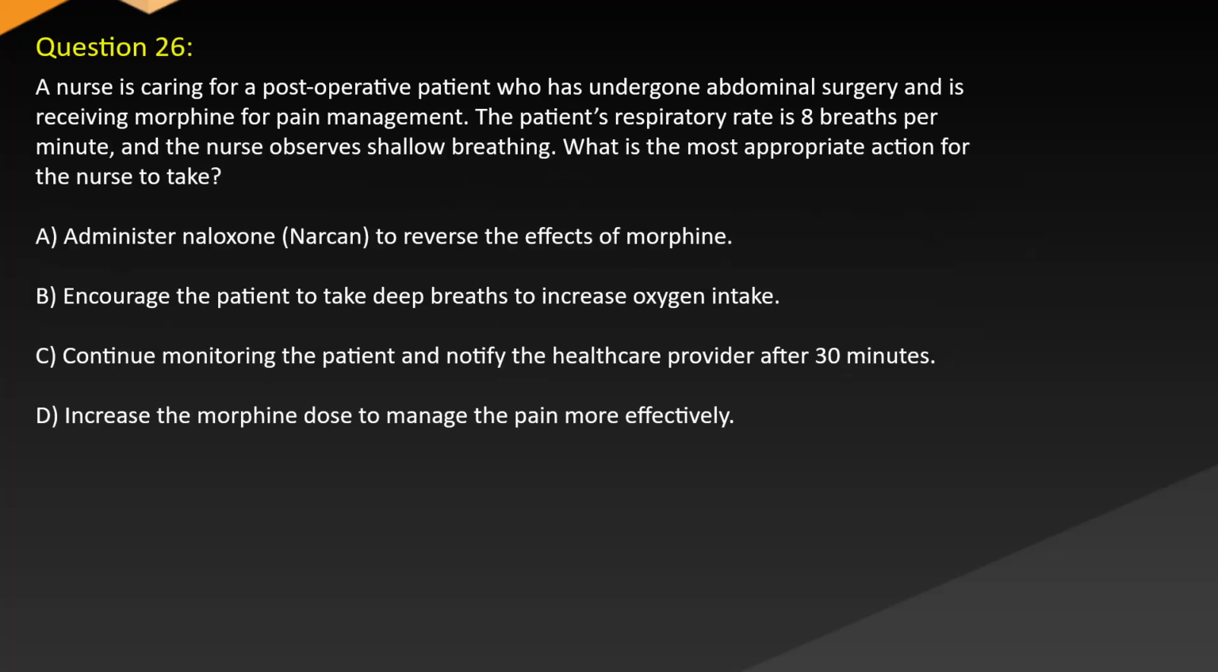Question 26. A nurse is caring for a post-operative patient who has undergone abdominal surgery and is receiving morphine for pain management. The patient's respiratory rate is 8 breaths per minute, and the nurse observes shallow breathing. What is the most appropriate action for the nurse to take?